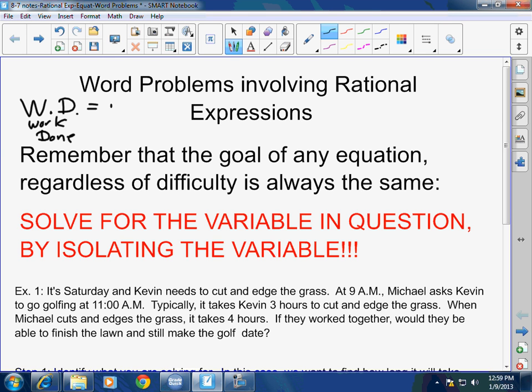Work done equals rate times time. Remember that, guys, and remember how to manipulate it. So if I want to solve for time alone, time will equal work done divided by the rate. If I want to find the rate alone, the rate equals work done divided by time.